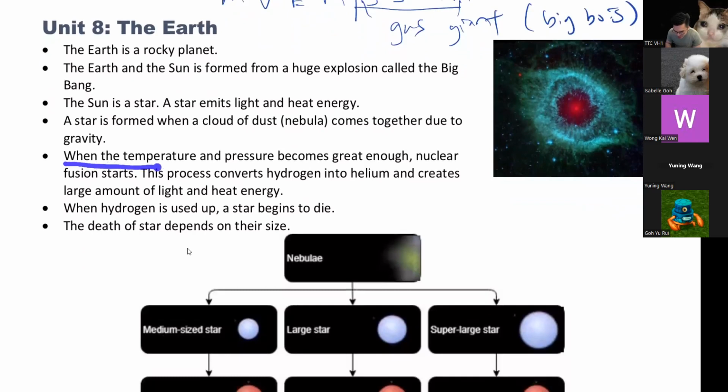When the temperature and pressure become great, very big pressure and temperature, nuclear fusion starts. What is nuclear fusion? I'll tell you that next week. The process converts hydrogen into helium and creates a large amount of light and heat. Okay, so this is nuclear fusion. Four solar masses of gas condense into stars each year. That's just the Milky Way though.